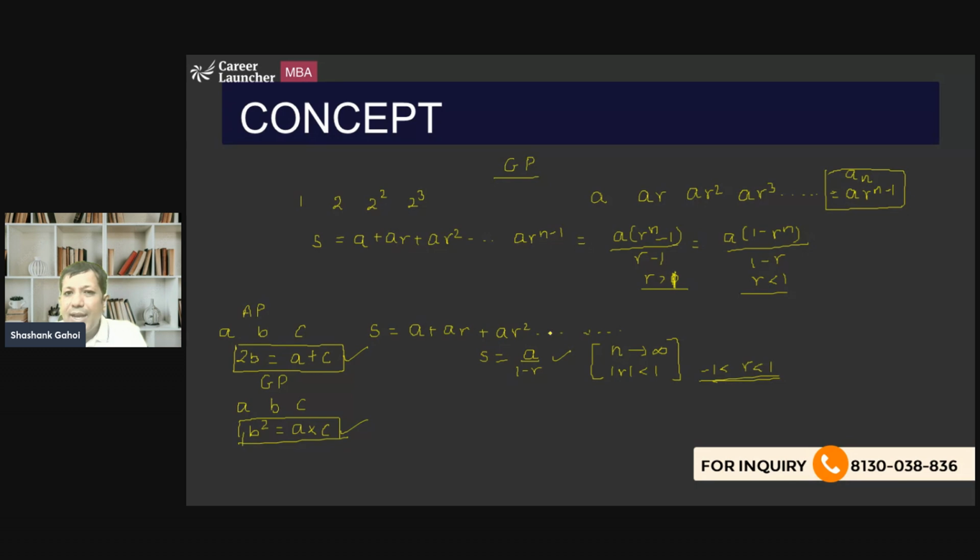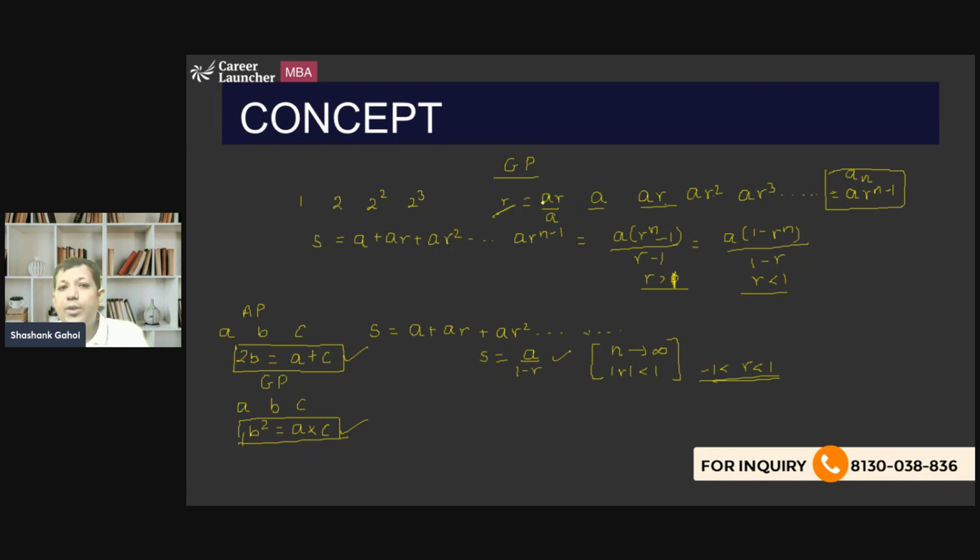Sometimes it is visible that it is a GP, but we can't figure out what the common ratio is. So this is the first term, this is the second term. Can I say R is equal to AR upon A? Second term upon the first term is equal to the common ratio. Third term upon second term is equal to the common ratio. Fourth term upon third term is equal to the common ratio, that is equal to R.